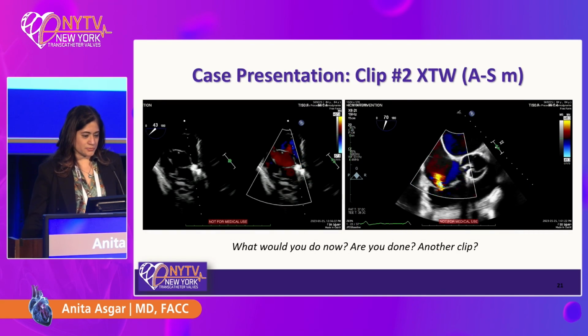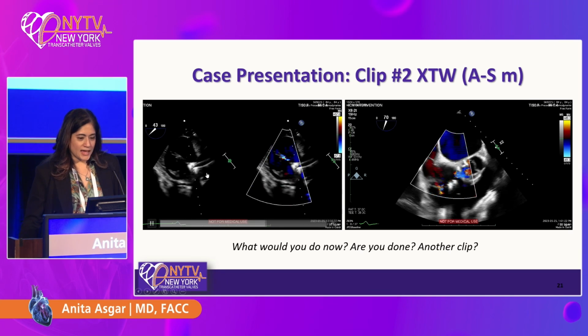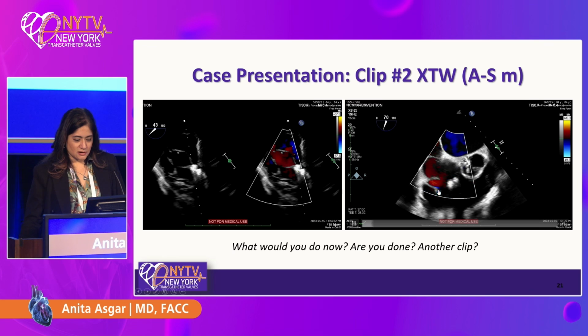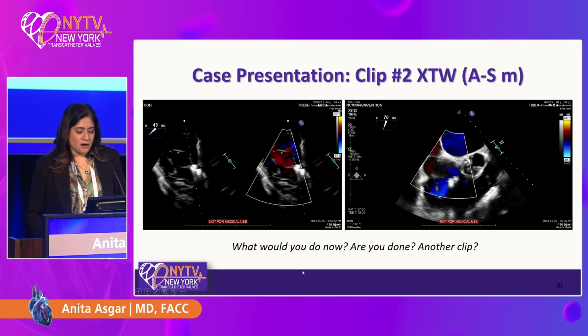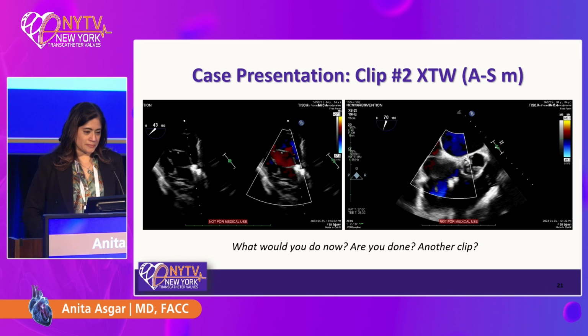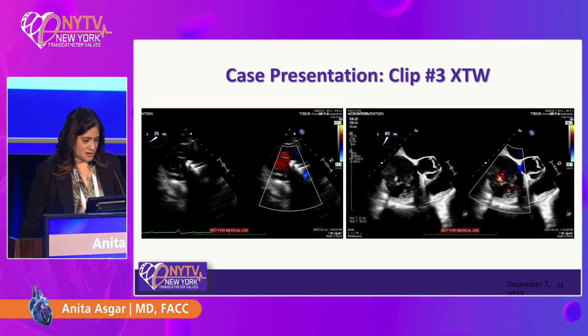So this is our second clip. We've decided to go right on top of that one. This is our second one right here. Anteroseptal mid. This is another XTW, so the long and wide clip. We still see some TR here. So what would we do now? Are we done? Do we add another clip? If we get to moderate, patients seem to do well, but can we do a little bit better than that? So we decided to add another one.